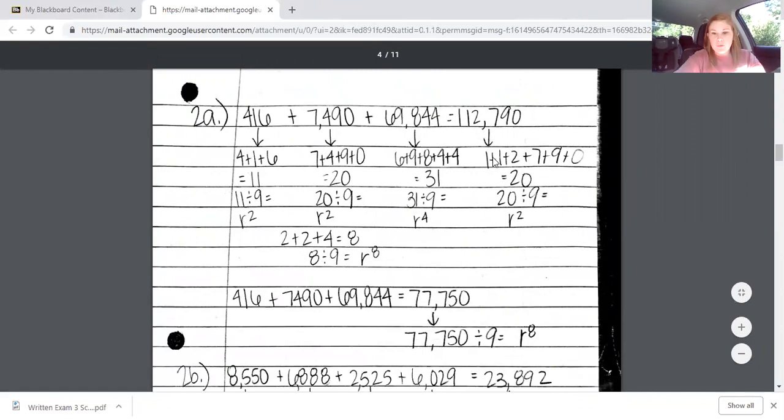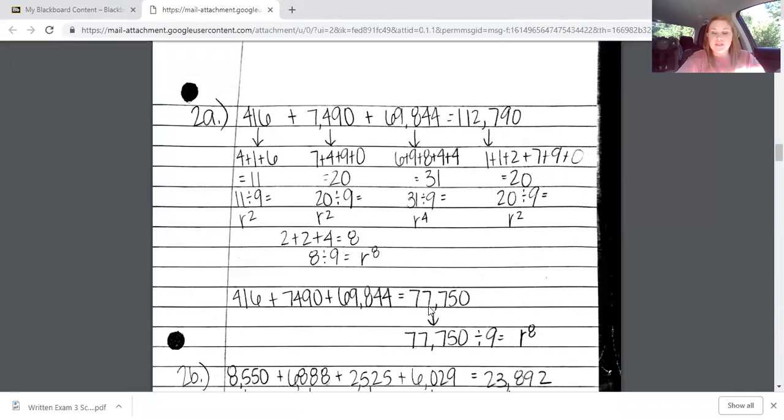So you do that on all of your problems. What you're going to be looking for is adding these remainders here at the bottom, and then dividing that by 9. Then that remainder here must match this remainder. And if it does not, you will go back and add your original problem, the 416 plus 7,490 plus 69,844. If you add those numbers, you will get 77,750. And then you will divide that number as well by 9. And that will give you the matching remainders, your 8 and your 8 here.